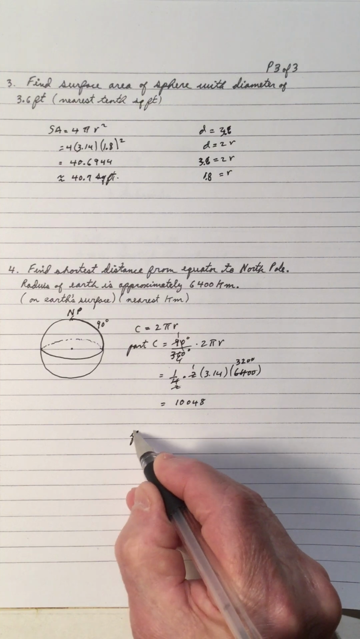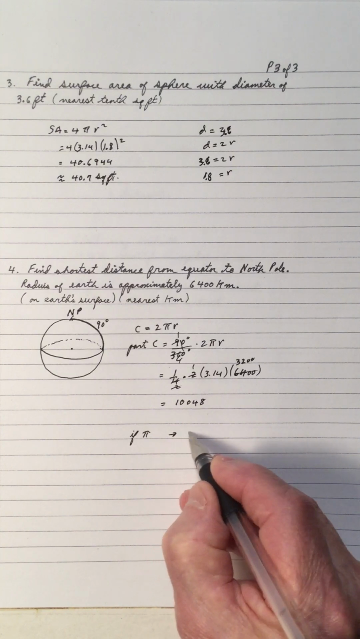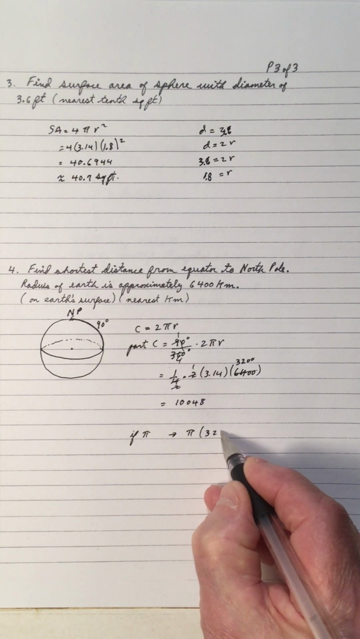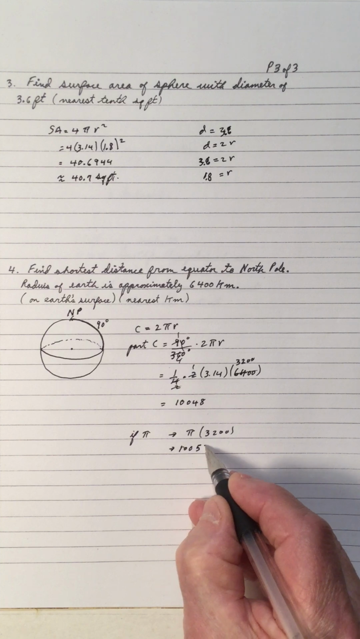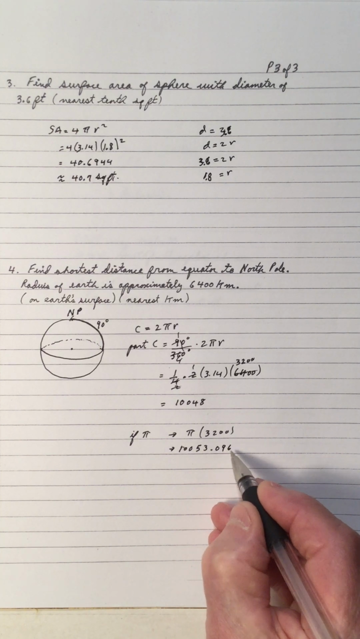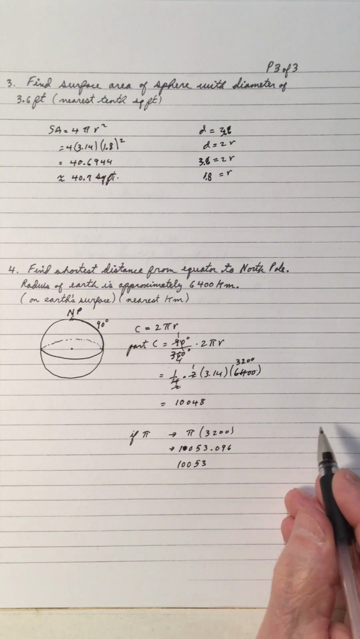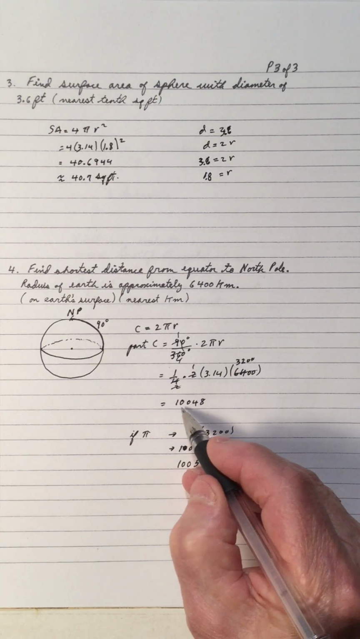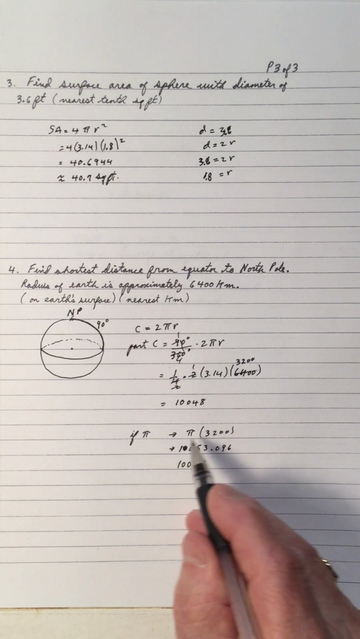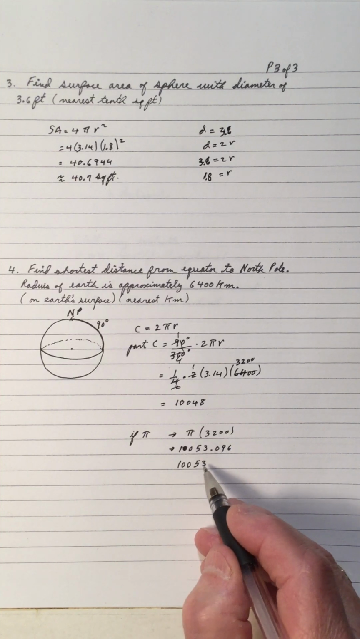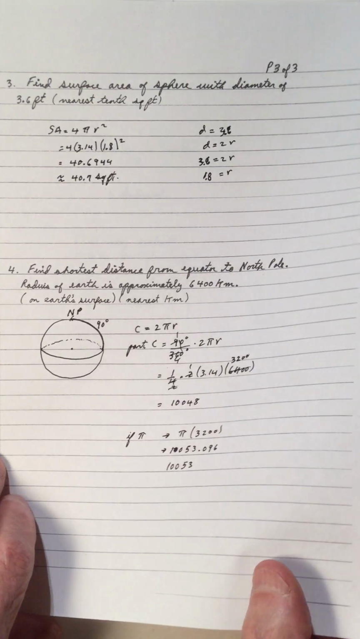But if you use pi instead of 3.14, you would have pi times 3200, and that would come out to be 10,053 to the nearest kilometer. So using 3.14, you will get 10,048. If you use pi on your calculator, which has many more decimal places, you will get 10,053. So it depends on which one you use. Again, check with your teacher.